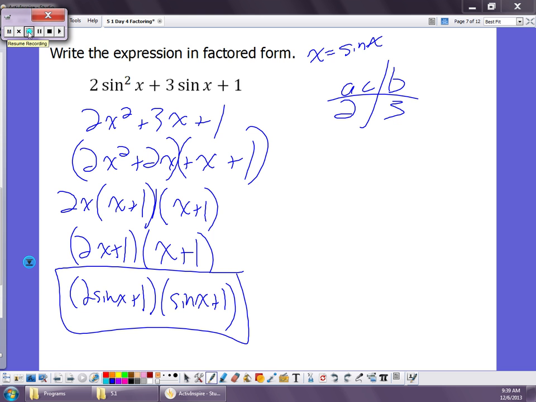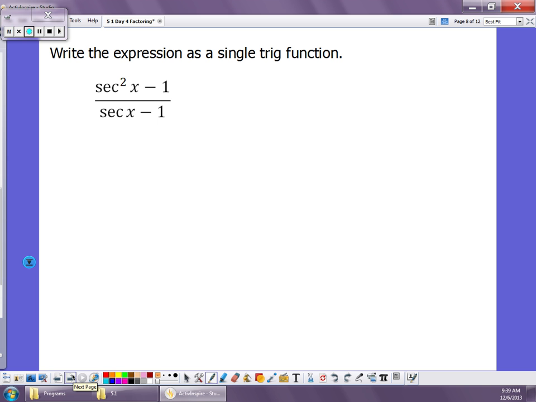All right, let's take a look at this. So I have secant squared minus 1 over secant x minus 1. Let's look at this. If I was to just put that as x squared, what is that? Does anyone know? What's that called? Difference of squares. Right. So x plus 1, x minus 1. So you can do the same thing with secant squared minus 1.